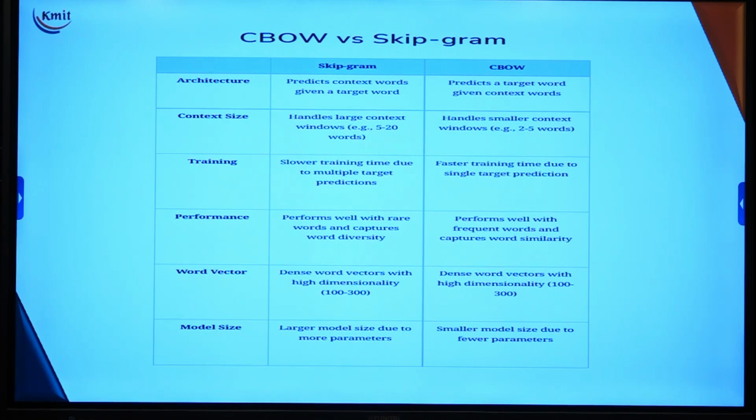In terms of performance, both the models are almost the same. When we talk about word to vector, word vectors with high dimensionality of 300 are the same in both cases. For model size, Skipgram has a larger model size due to more parameters, whereas the model size is small for CBOW with very few parameters.